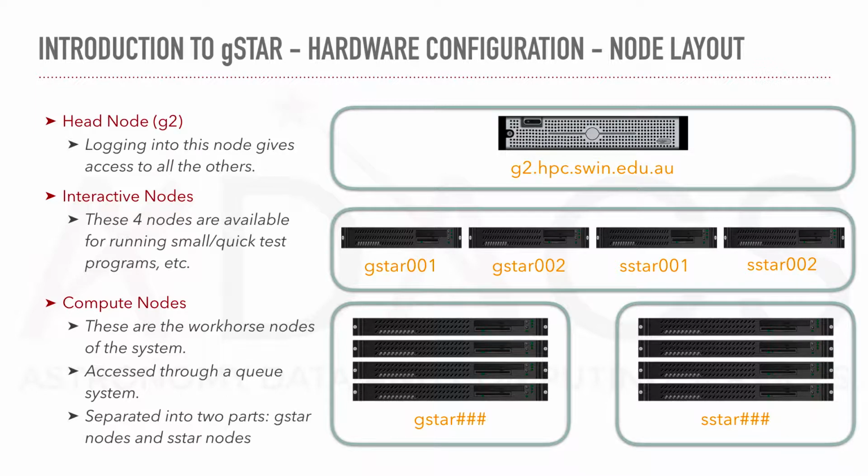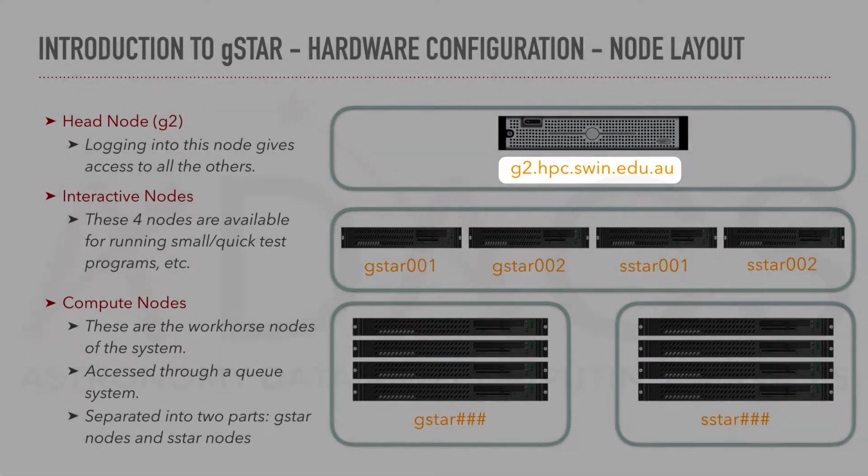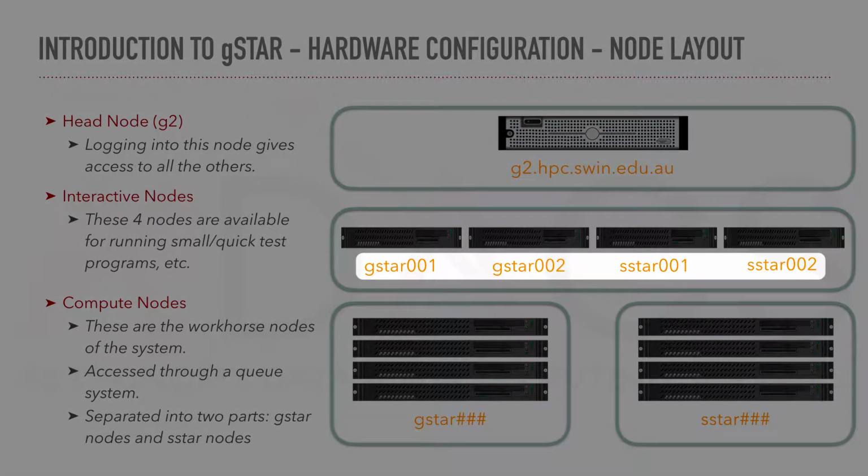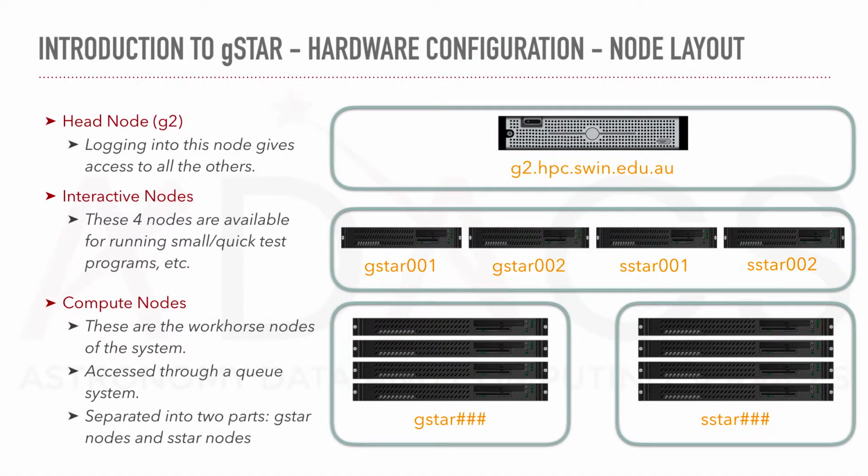All access to the gSTAR cluster is achieved through the head node G2, using the Secure Shell Protocol, or SSH. The head node's hostname is given here. Once a user is logged into this node, access to the rest of the system is possible. This includes a small set of 4 interactive nodes, with hostnames given here, which can be obtained through SSH. These nodes are shared by the entire gSTAR community and, as such, are intended only for small or quick tasks such as compiling code, editing files, or small test runs. The majority of the system's compute resources are managed through a Q system. We will discuss how to access this later in the tutorial.